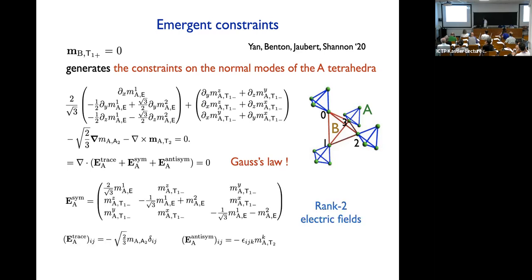So for example, there's a symmetric traceless part. There's a trace part. Then there's the anti-symmetric part. So it consists of three matrices, but it's just the rank two tensor. And if you use this representation, then you have a Gauss law. And you immediately see that all the entries of the electric field are basically normal mode variables. But then basically I have a nice Gauss law. So you can already see the analogy to the rank two theory that I talked about.